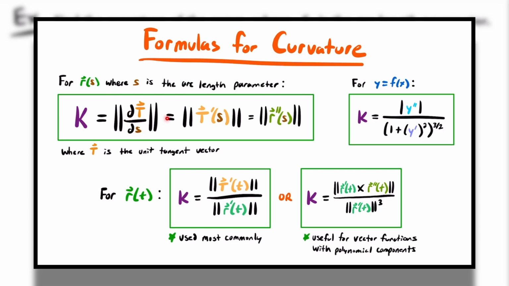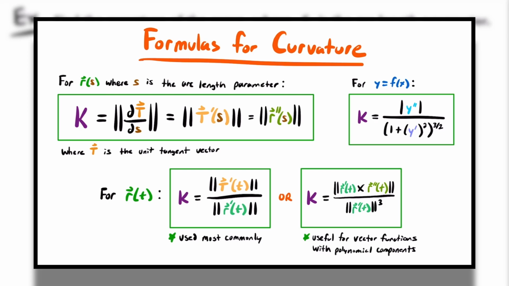All right, so another way to write that would be the magnitude of the derivative of the vector function capital T of s, where the vector function capital T is the unit tangent vector, or another way to write that would be the magnitude of the second derivative of the vector function in terms of s. Okay, I talk about why this is true in my lesson video. I'm not going to get into the details about that here.